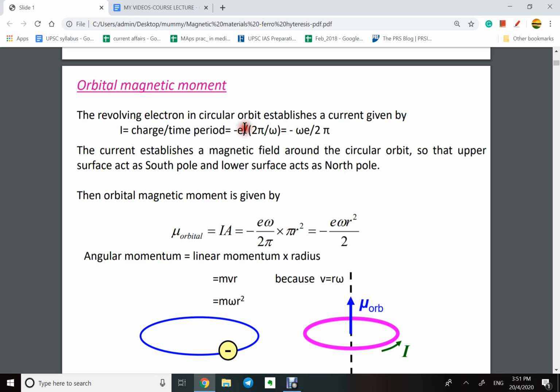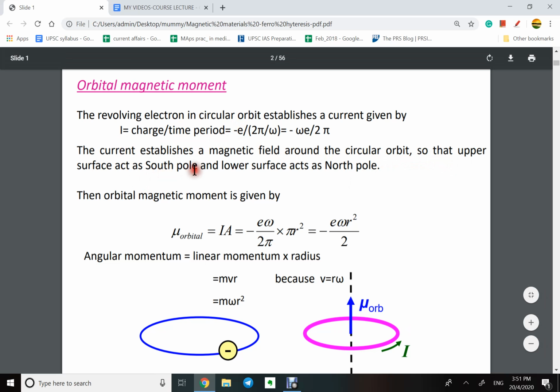Here e is the charge of the electron. The negative sign indicates that the electron has a negative charge. The current establishes a magnetic field around the circular orbit so that the upper surface acts as the south pole and the lower surface acts as the north pole. The orbital magnetic moment is now given as mu equals I into A, where I is the current flowing in the orbit due to the motion of the electron, and A is the surface area of this orbit.